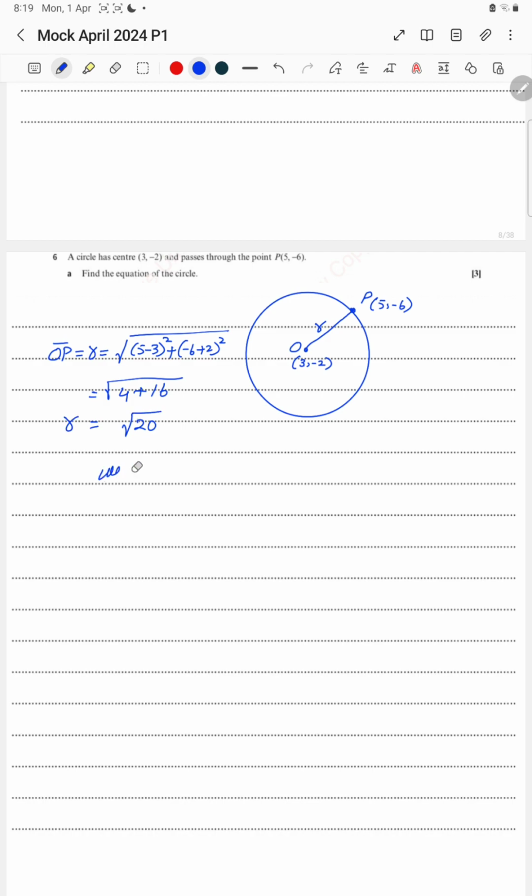And we know that equation of circle with the center (a, b) is x minus a whole square plus y minus b whole square is equal to r square. So just replace it to get the answer. X minus 3, and y minus b is minus 2, this becomes plus 2, and r square is 20, which is the required form for the 3 marks. I hope it is clear.